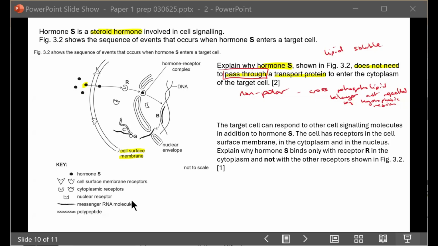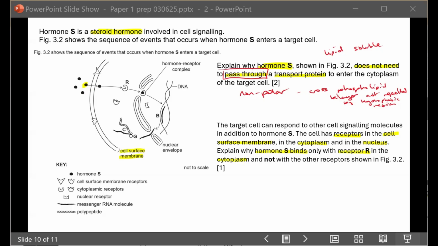So let's look at this question as well. The target cell responds to other cell signaling molecules in addition to hormone S. The cell has, and this is interesting, receptors in the cell surface membrane, in the cytoplasm, and in the nucleus. So we have these receptors in different locations. So explain why hormone S binds only with receptor R in the cytoplasm and not with the other receptors shown in figure 3.2. So this is an important thing of using your information and also using the knowledge of what you have got to be able to figure out what they're telling me.